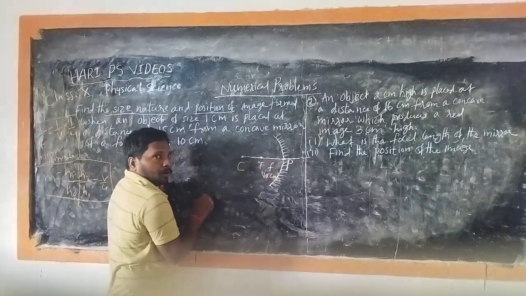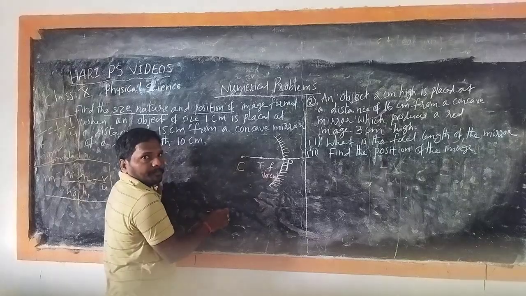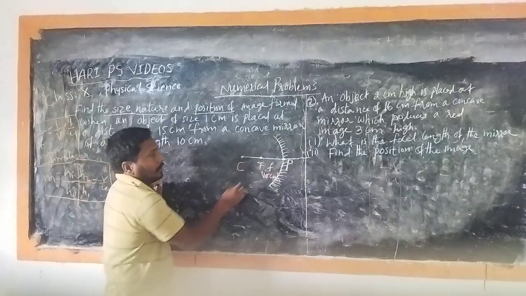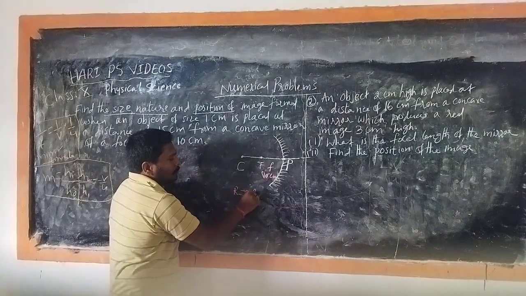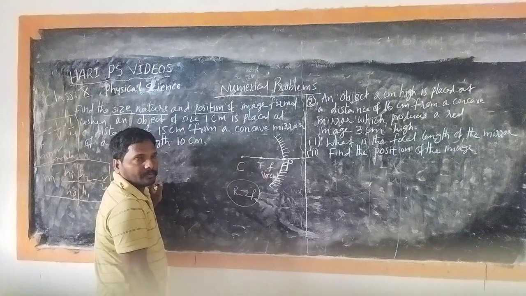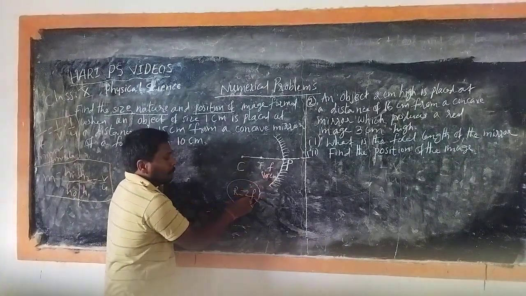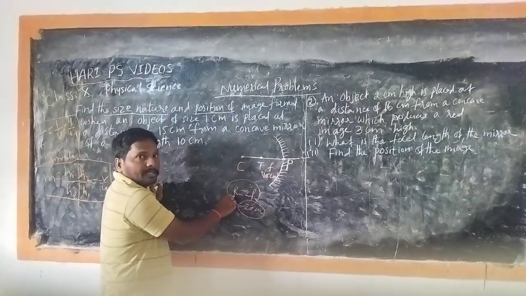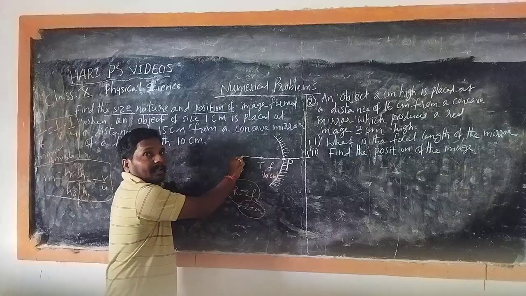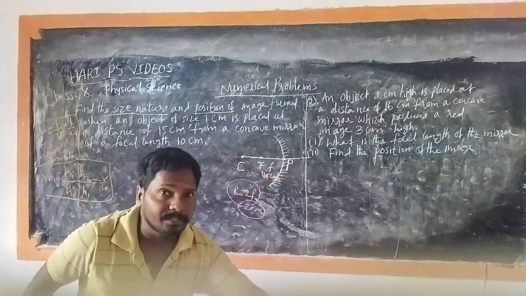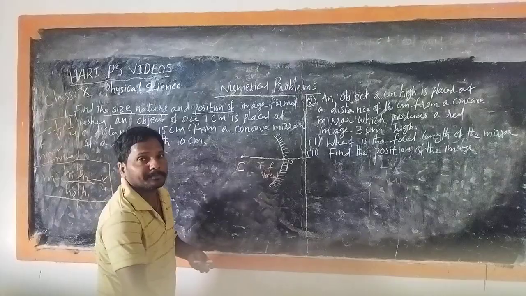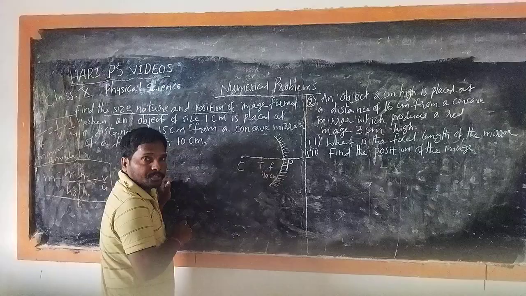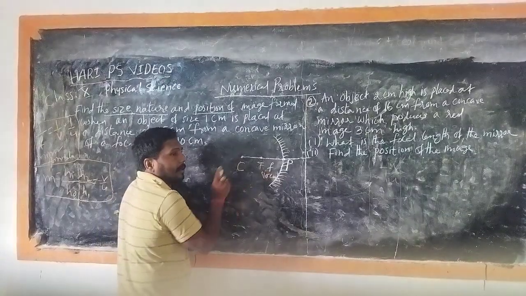So we know the radius of curvature is double the focal length. So as we know, R is equal to 2f. F is how much? 10 cm. 2f is 20 centimeters. So the radius of curvature means the distance between the pole and the center of curvature. So where is the object placed? In between focus and center of curvature.